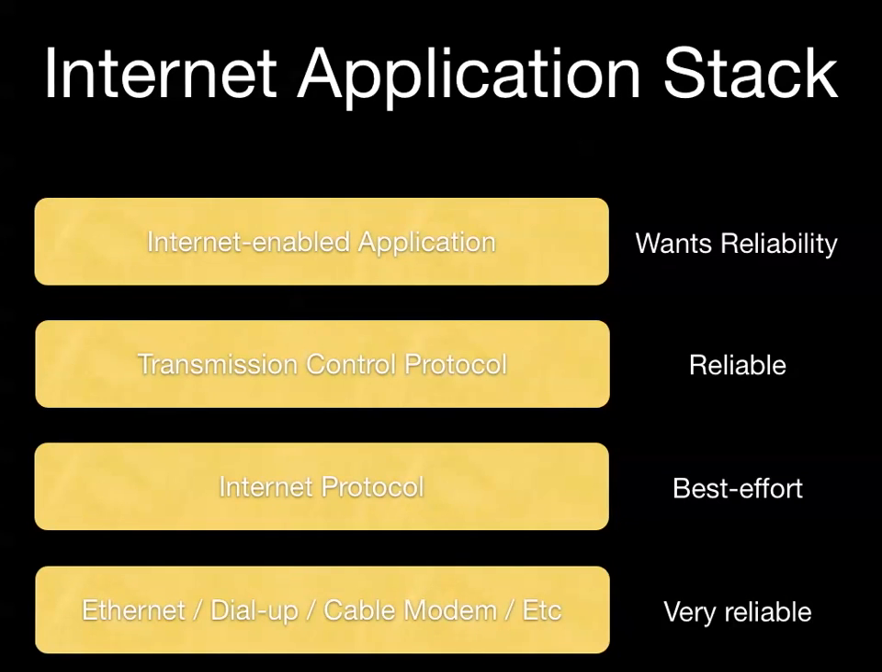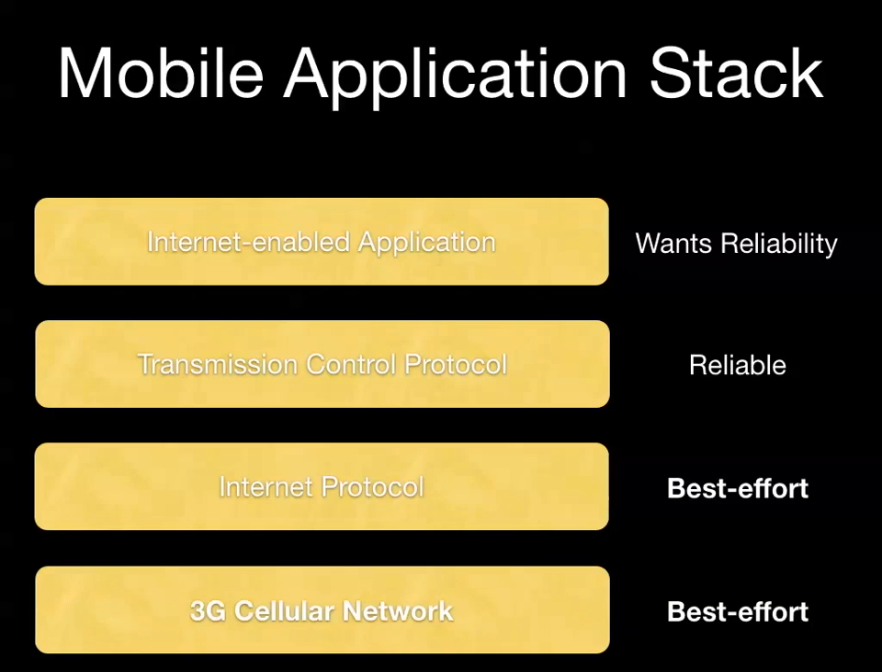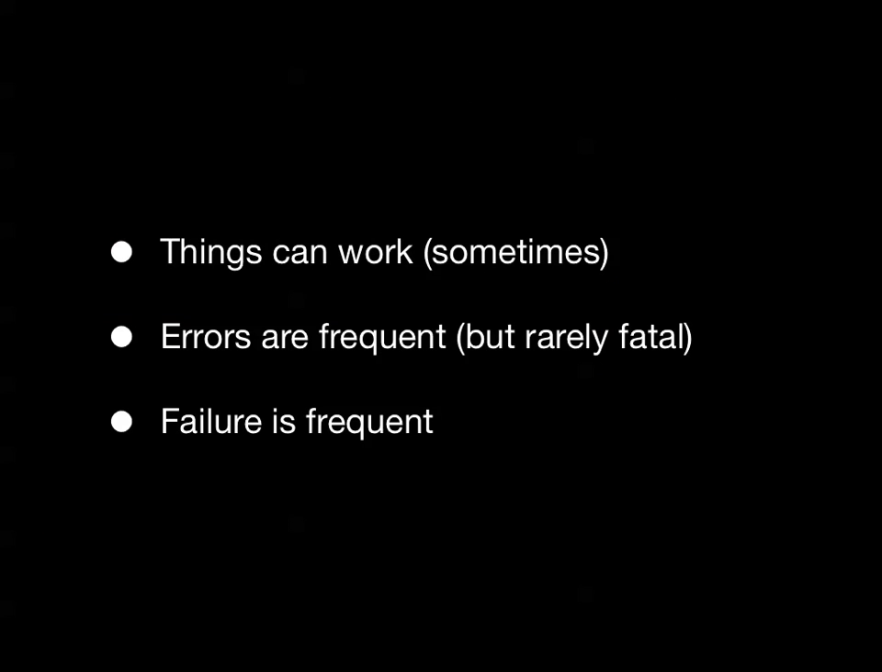So what's different between these sorts of networks and the mobile networks that we deal with today? Well, I'll just highlight a couple of things to give you an idea. We have a best effort protocol for transmitting our data, and we use highly reliable networks. But on mobile, what we have are 3G cellular networks, and these are designed as best effort networks. And what this means is that things can work sometimes, but errors are a lot more frequent, but rarely fatal. They're things like saying that your network is down but might pop back up later. And for this case, failure to get data transmitted is very, very frequent on mobile devices.